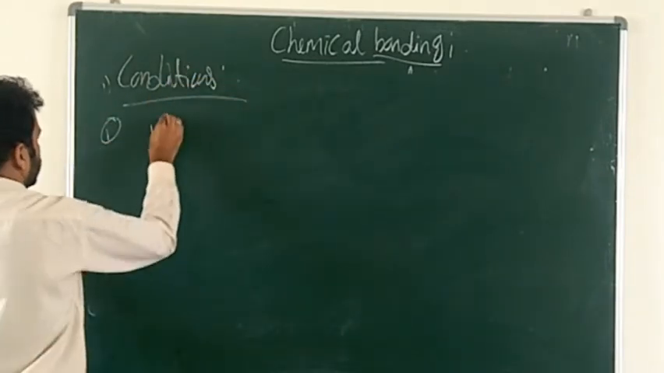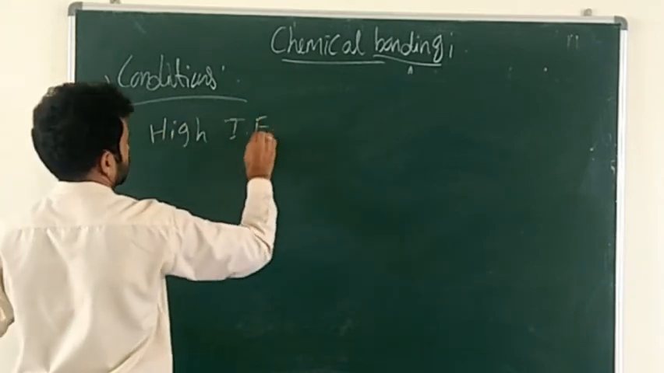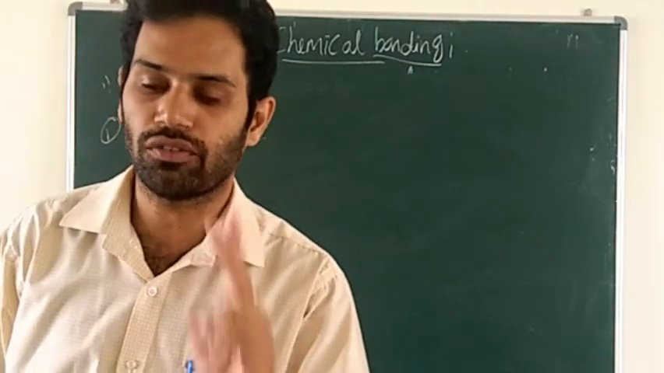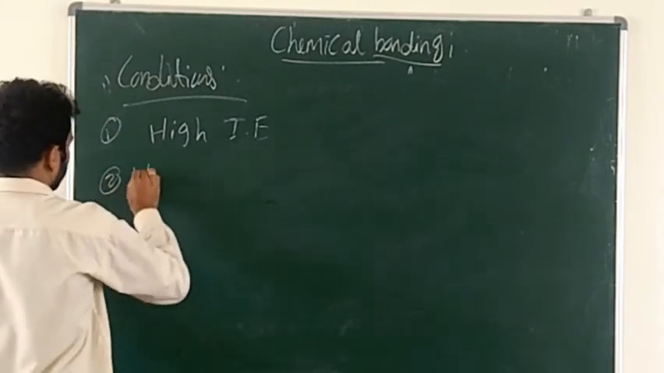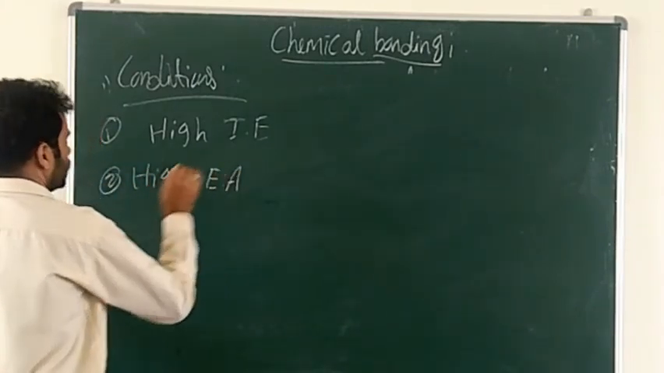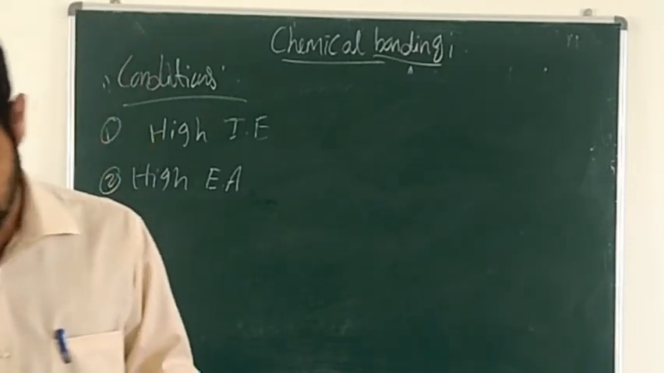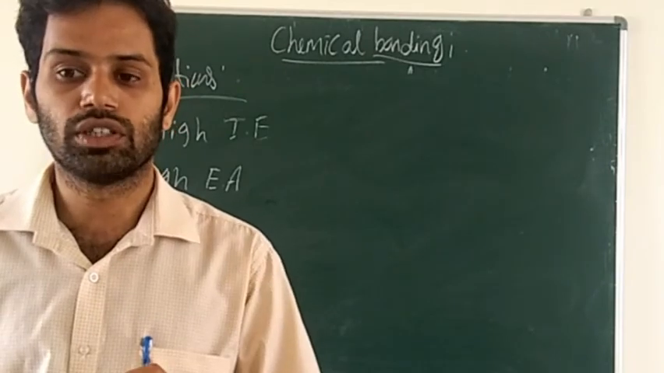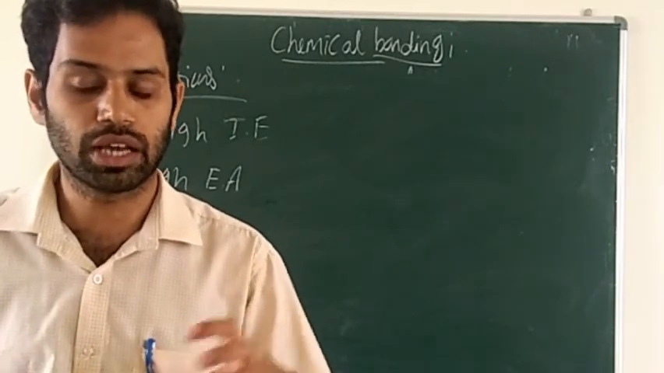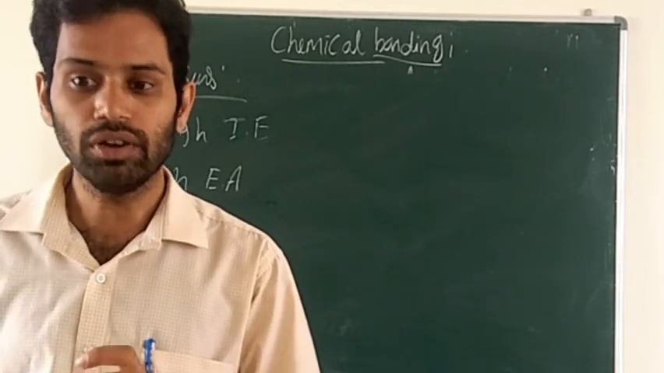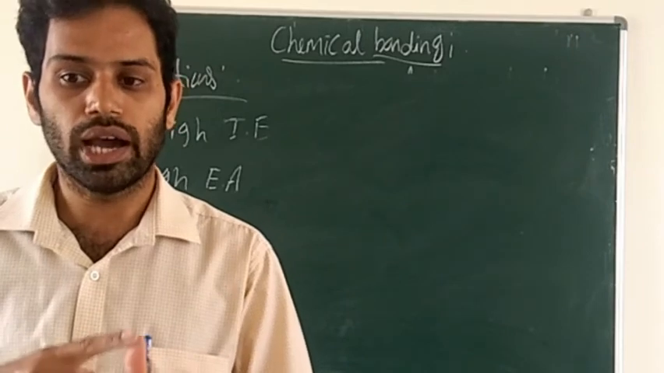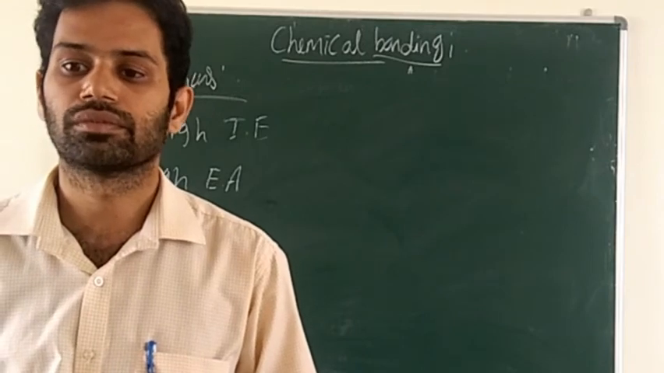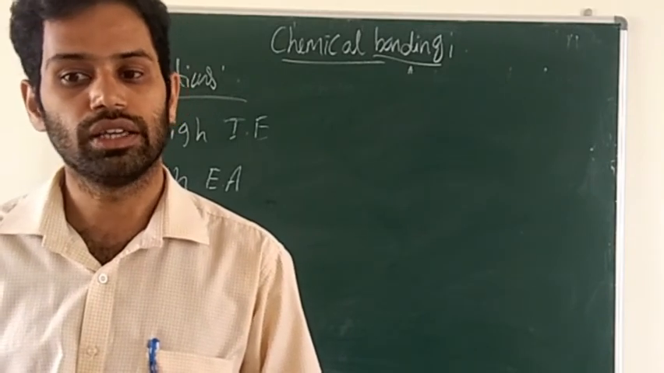Conditions. High ionization energy should be there. And the second condition, they should have high electron affinity. When a covalent bond forms, whether two different atoms or the same atoms combine, both the atoms should have high electron affinity and high ionization energy. And the next one, both the atoms should have high electronegativity. Okay.